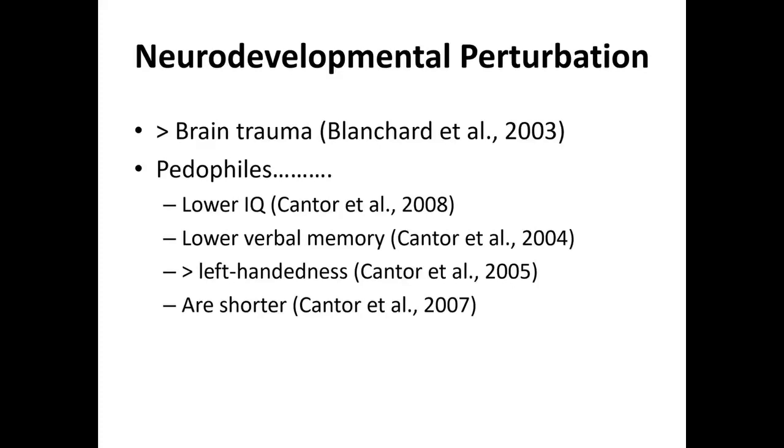Looking more globally, sex offenders in general have higher rates of brain trauma. So higher rates of having had concussions as children or potentially from car accidents. They just have higher rates of brain damage earlier on in life. And pedophiles in particular, compared to non-pedophiles, have significantly lower IQ. They have lower verbal memory. They're significantly more likely to be left-handed, and they're also significantly shorter. They're a couple inches shorter than non-pedophiles.